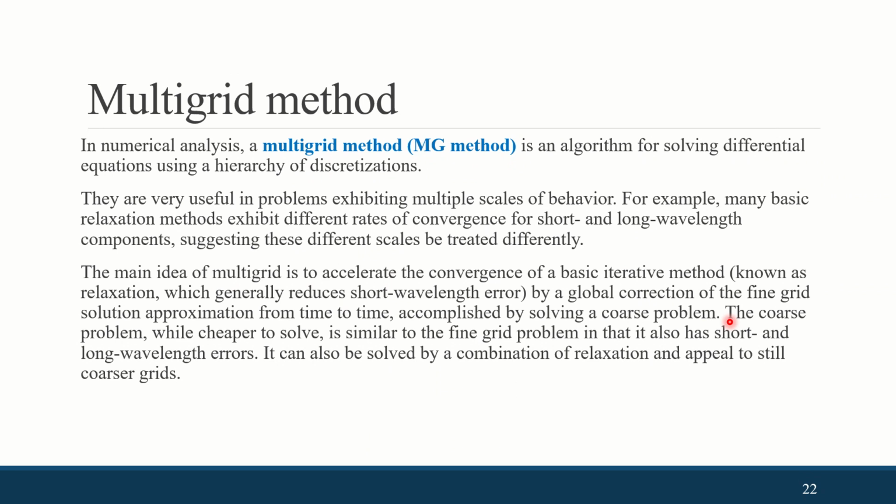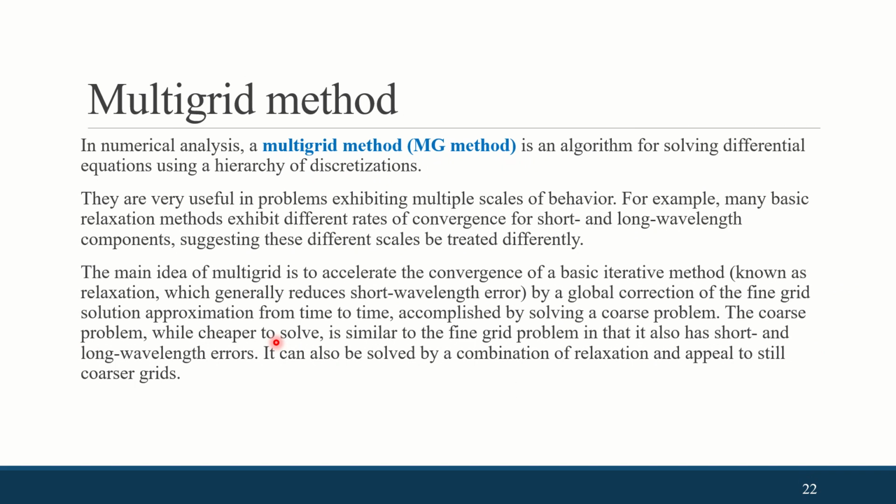That is, we are solving a coarser problem, and from that we get an error approximation, and we use it in the fine grid solution to get the proper correction. The coarse problem is easier or cheaper to solve, and is similar to the fine grid problem in that it also has short and long wavelength errors. It can also be solved by a combination of relaxation and appeal to still lower, coarser grids.